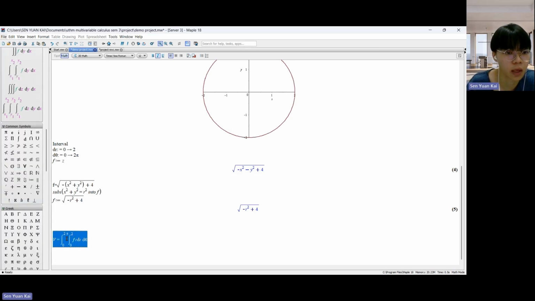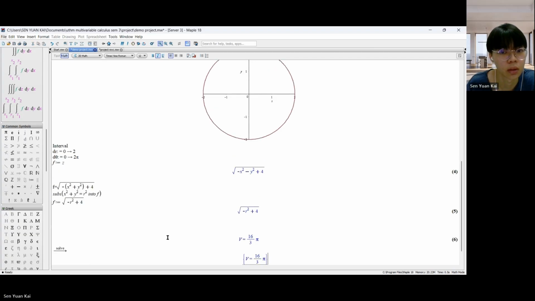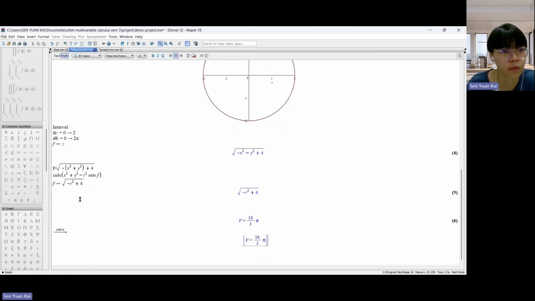And from this, we highlight this one. We can solve it for the variable. And when we press solve, we will get the volume is 16.3 pi. Therefore, it is the same as the result of the manual calculation. That's all from me. Thank you.